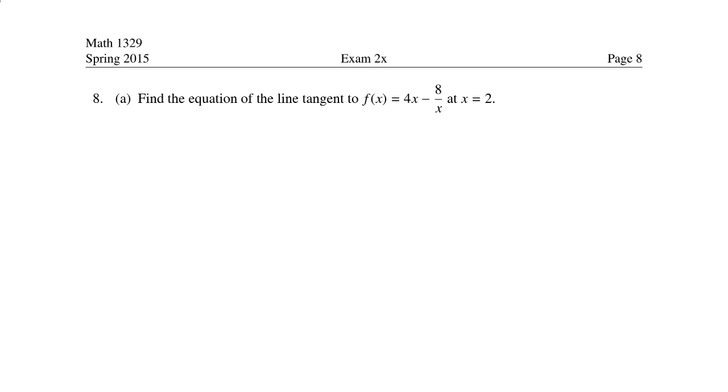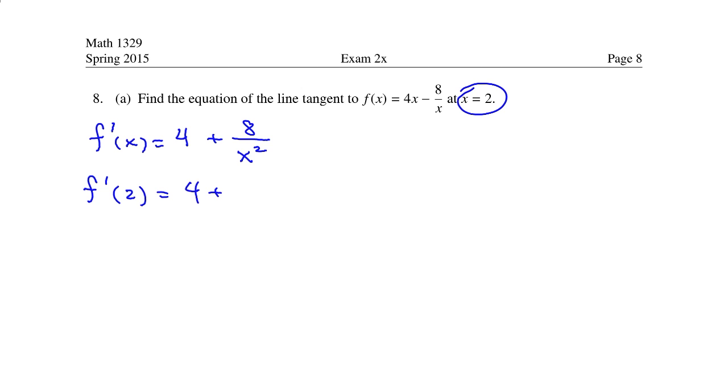Let's look at question 8. Find the equation of the line tangent to f of x equals 4x minus 8 over x at x equals 2. So we'll take the derivative here. The derivative of this is 4 plus 8 over x squared. We need the slope of the tangent line, so that's the derivative evaluated at the x value. That would be 4 plus 8 over 2 squared. 2 squared is 4, 8 divided by 4 is 2, so 4 and 2 is 6. So this is equal to the slope.